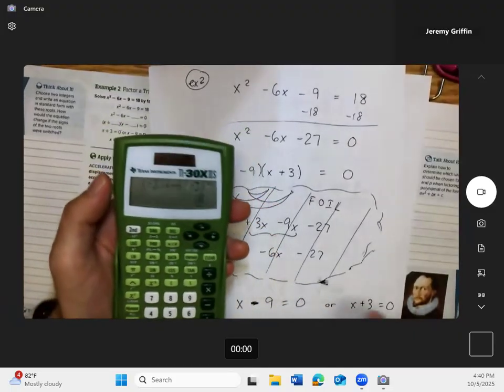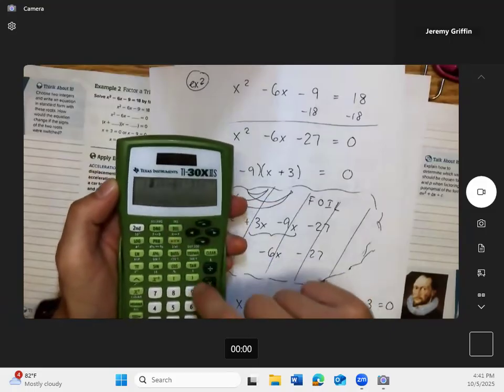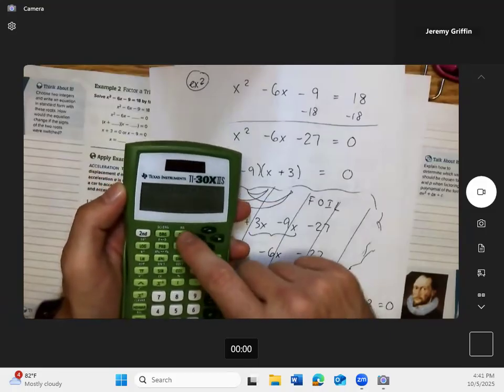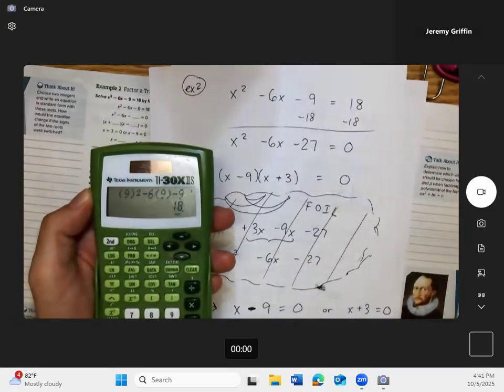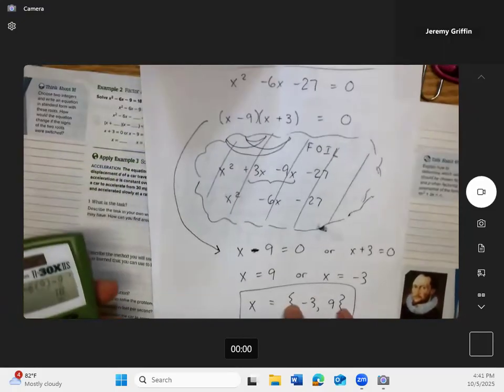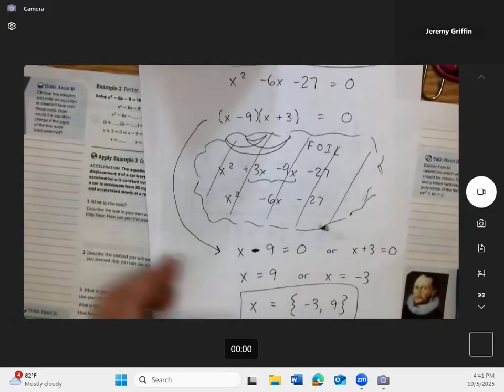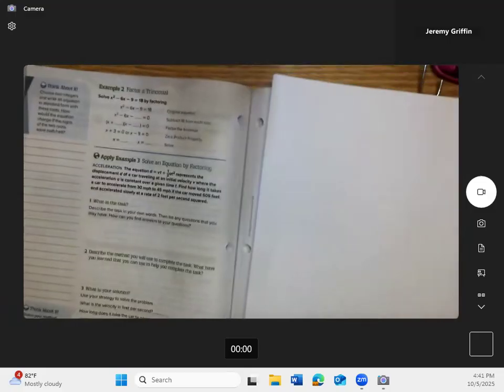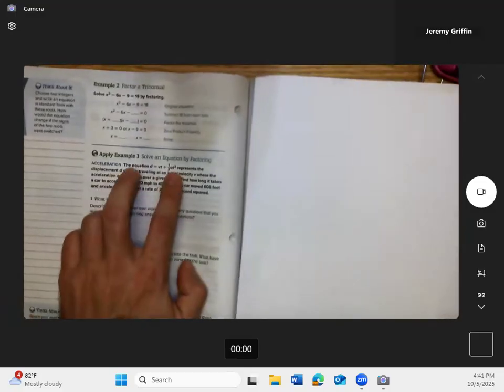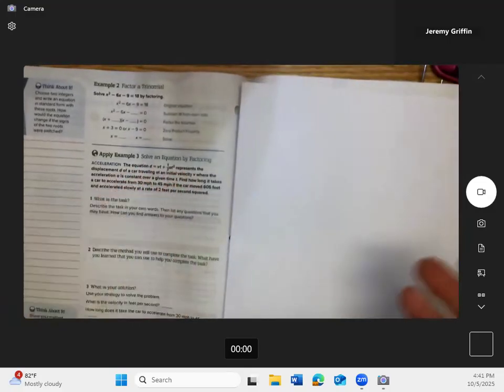Okay. Wait, real fast, I'll replace the negative 3 with the 9. This should also be 18. Let's see if it is. Yeah, it sure is. All right, so actually both of these worked. We're good to go. All right. Example 3. Solve an equation by factoring, which is what we just did.